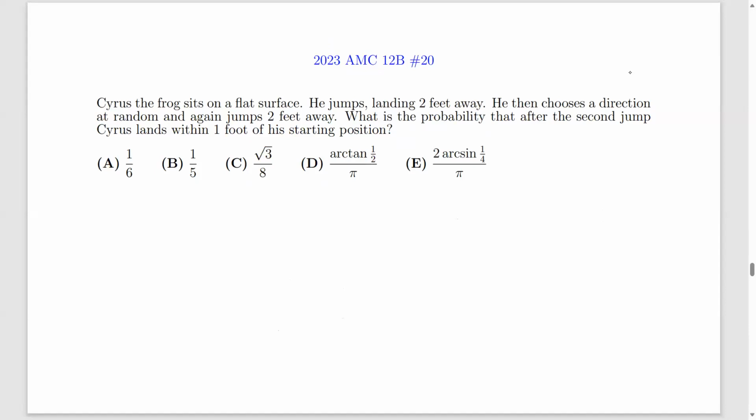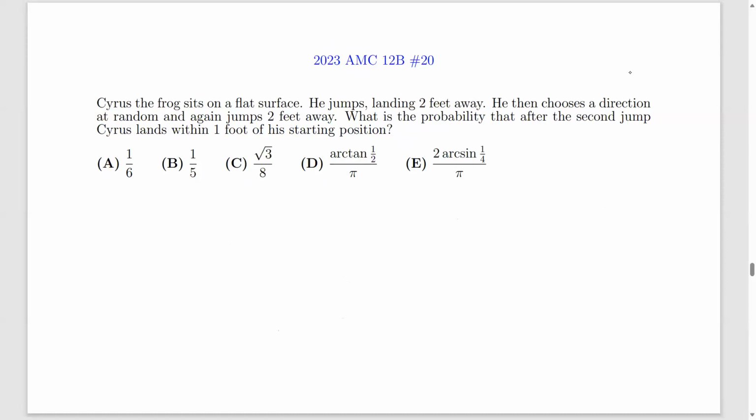Cyrus the frog sits on a flat surface. He jumps, landing 2 feet away. He then chooses a direction at random, and again jumps 2 feet away. What is the probability that after the second jump, Cyrus lands within 1 foot of his starting position?